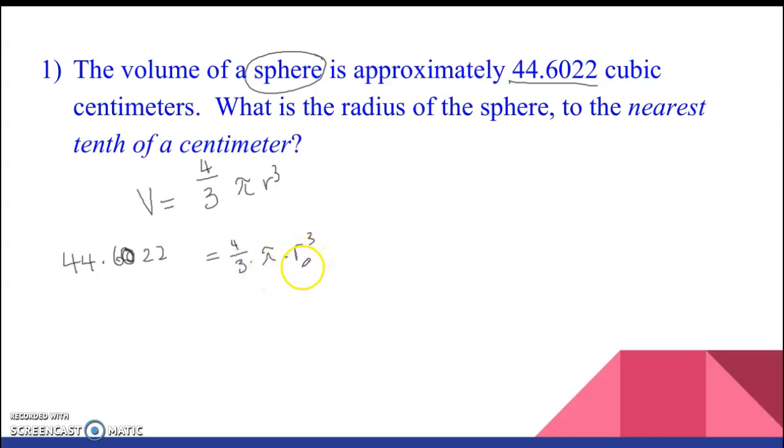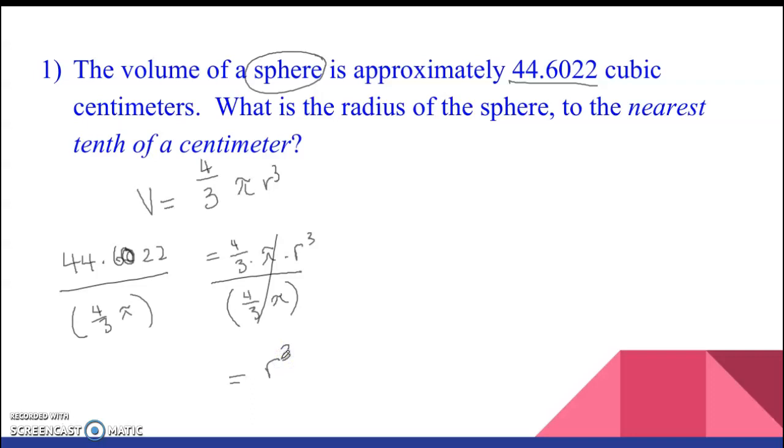Now I need radius by itself, so I'm going to divide by 4/3 pi. Now remember, this is what we talked about. It has to be in parentheses. If it is not in parentheses, you're going to get the wrong answer. So please make sure you do it one at a time. Divide by pi first and then divide by 4/3. These are going to cancel. This is going to be r cubed.